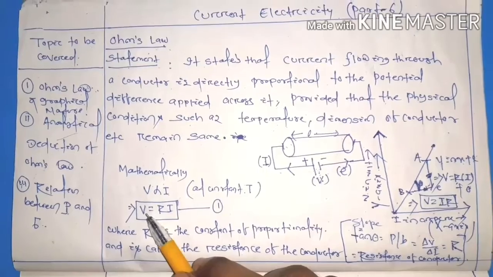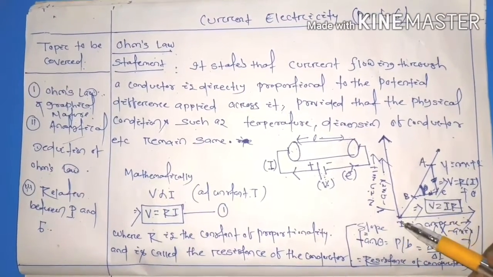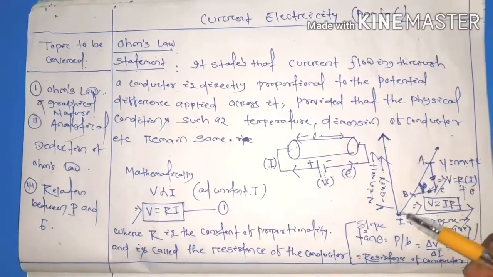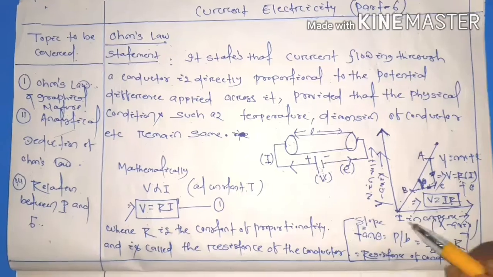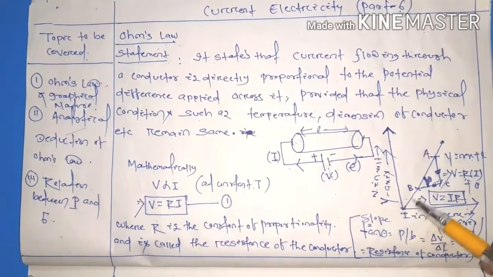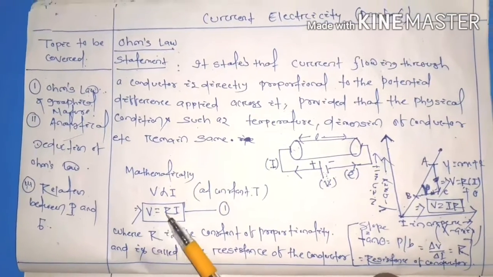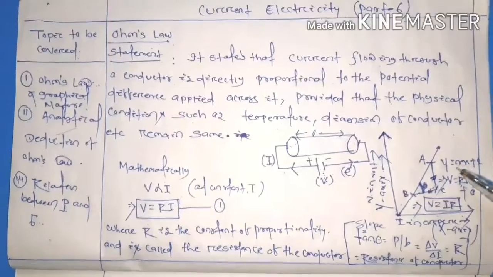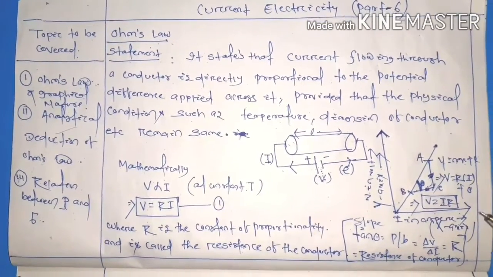Then if you plot a graph between voltage and current, the nature of the graph is a straight line passing through the origin. So taking current on the x-axis and voltage on the y-axis, the nature of the graph is a straight line. So V is equal to IR is in the form of y is equal to mx plus c. This is the equation of a straight line.